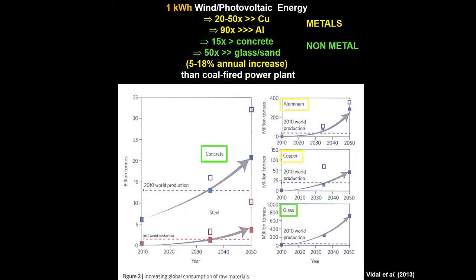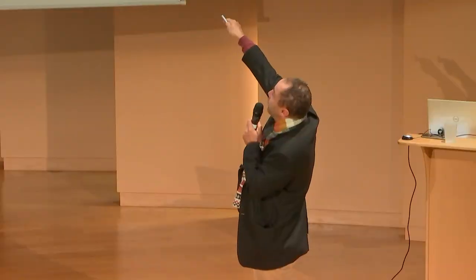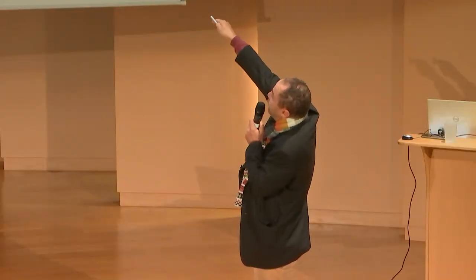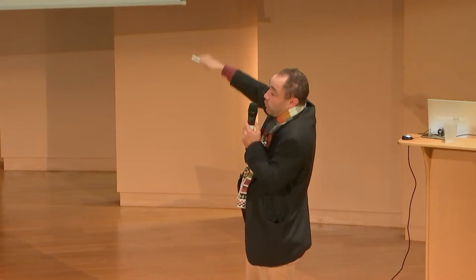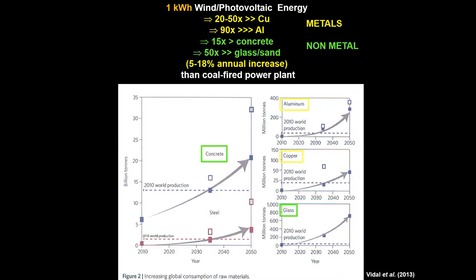It is also the case for concrete. You need more concrete, glass and sand, just non-metals, for wind and photovoltaic energy than for a coal-fired power plant. This is easy to understand, but it is interesting to remind my students of this each year, because this is unknown in Belgium for a lot of reasons.